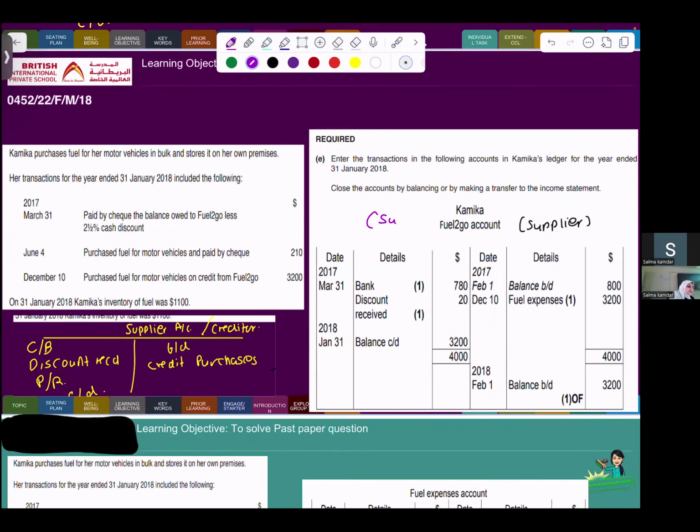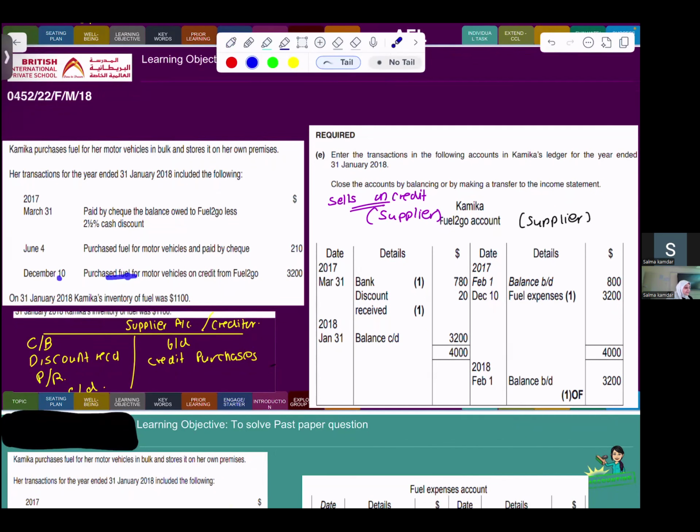December 10, purchase fuel on credit. Purchase on credit. Balance begin down. Below this, credit purchases. So it's a credit purchase of fuel. Since it's a supplier account, it's understood it is credit purchases. And then they are giving you inventory balance, which has nothing to do with your supplier.